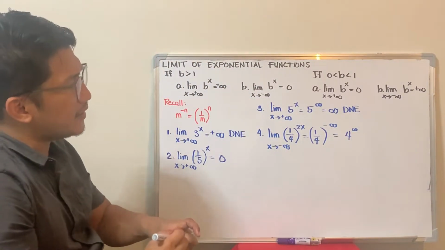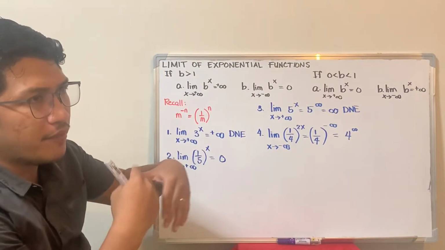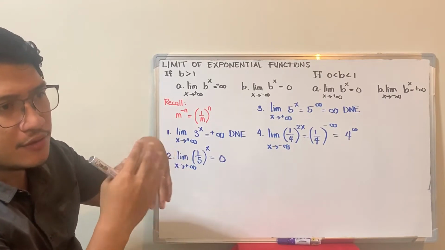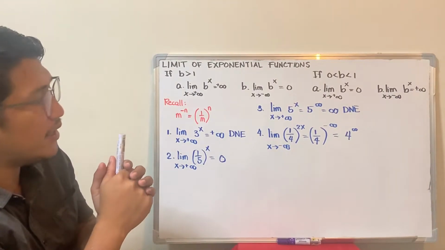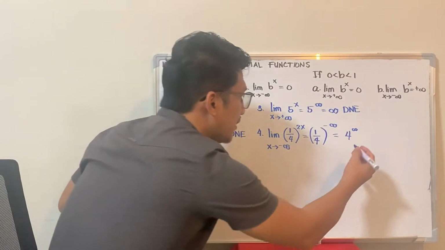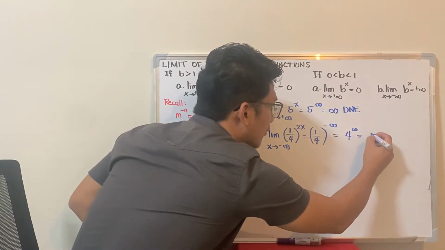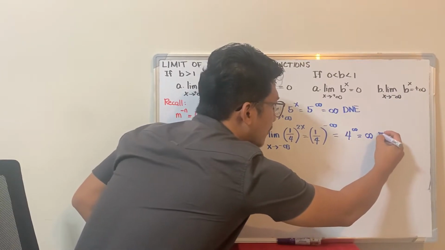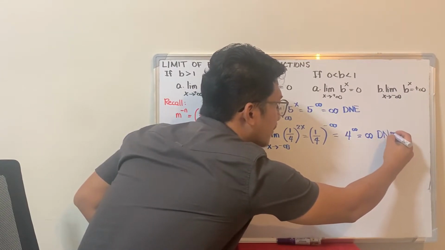So same thing, guys. If you multiply 4 by itself multiple times, infinitely many times, then just like with 5, it goes to infinity. It keeps getting bigger. And so, this is DNE also.